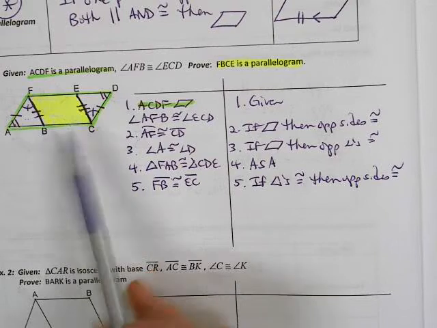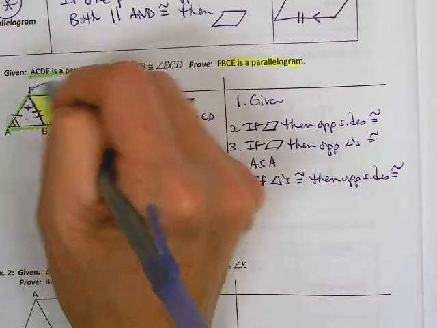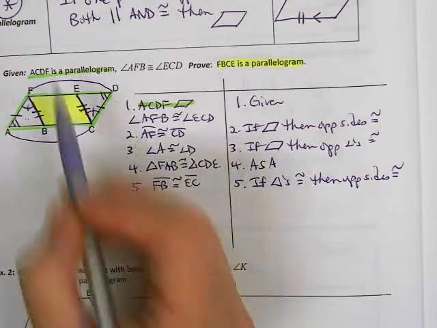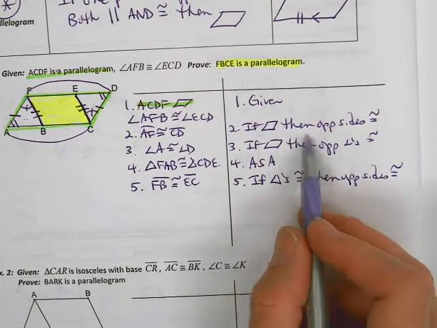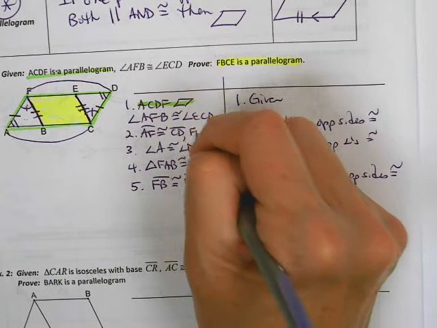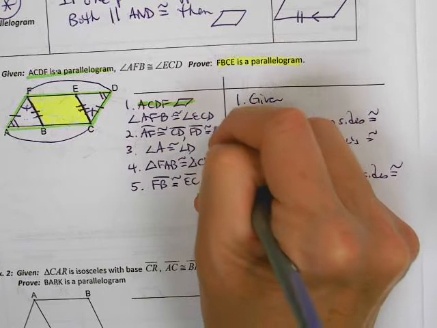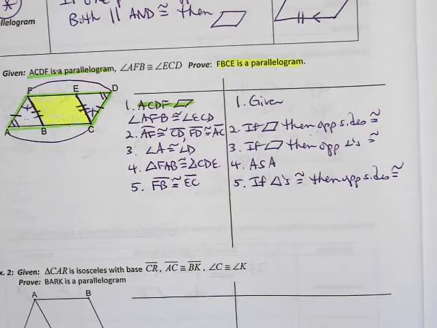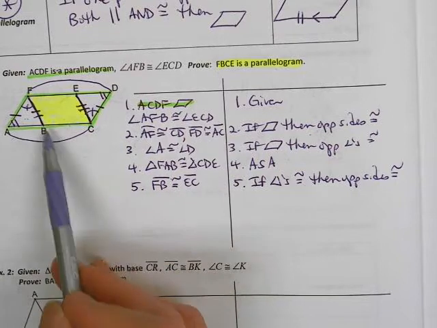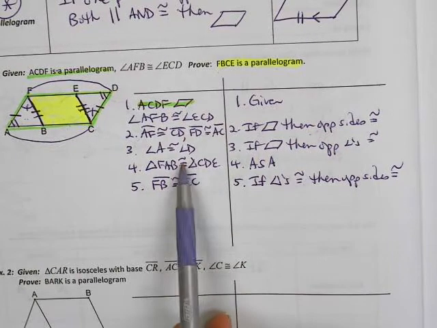Well, I know from the green parallelogram that I could get FD congruent to AC. That's from the green parallelogram. So I'm going to add that up here. Opposite sides congruent. I can get FD congruent to AC. Do you see how that's helpful? How are FD and AC going to help me get FE and BC? What else from these triangles would be useful?